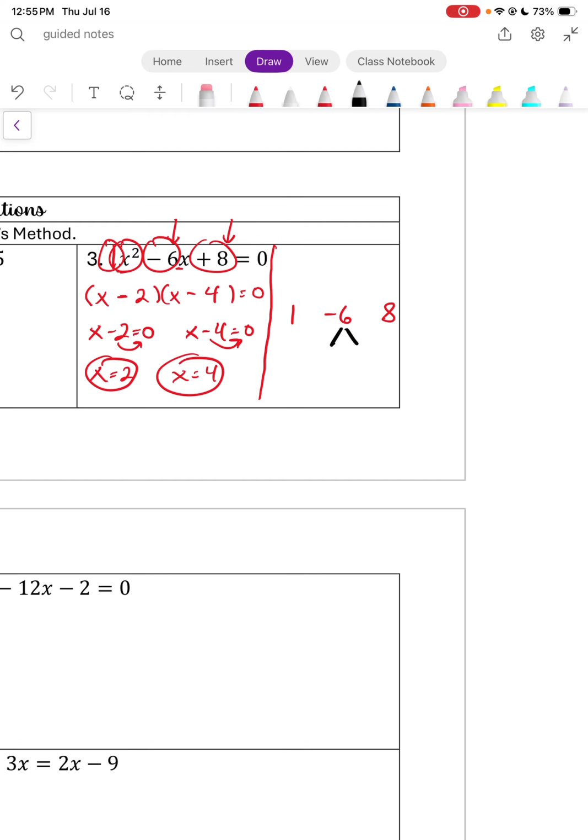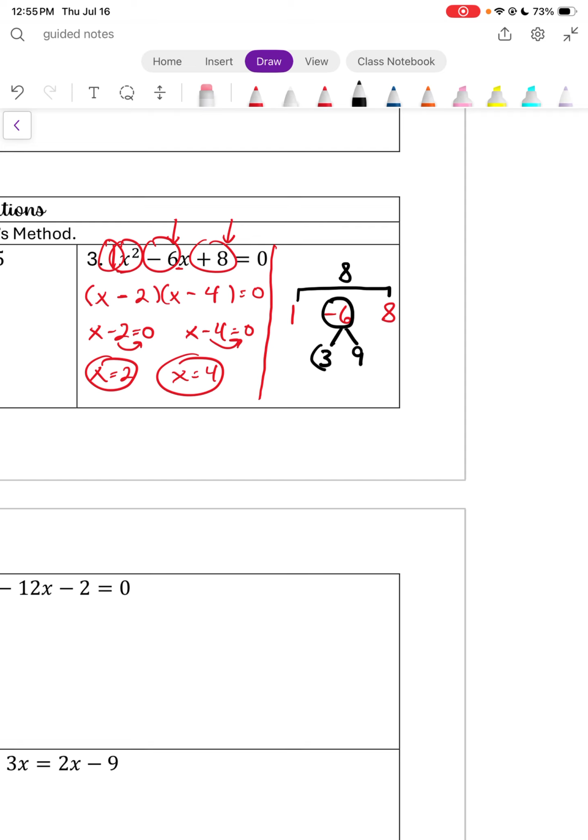Left leg, right leg. To find the left leg, we're going to take opposite and half. The opposite of negative 6 is positive 6, and half of that is 3. Multiply that times itself, gives you 9. There's the left leg, right leg. We're going to take the 2 hands, multiply them to give us our head, and that's 8.